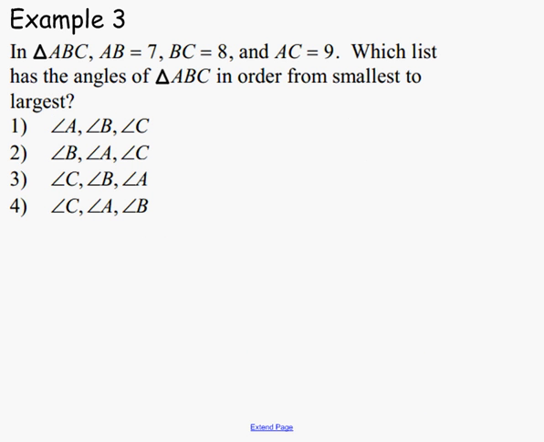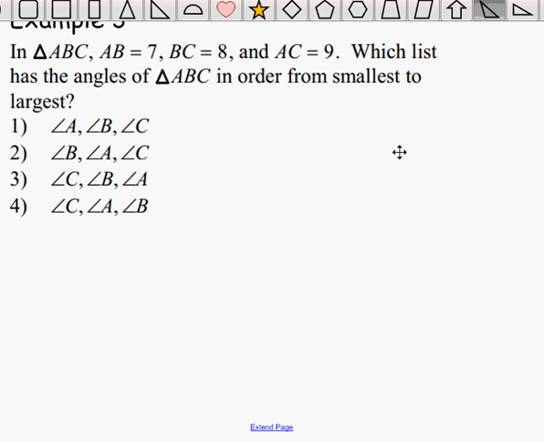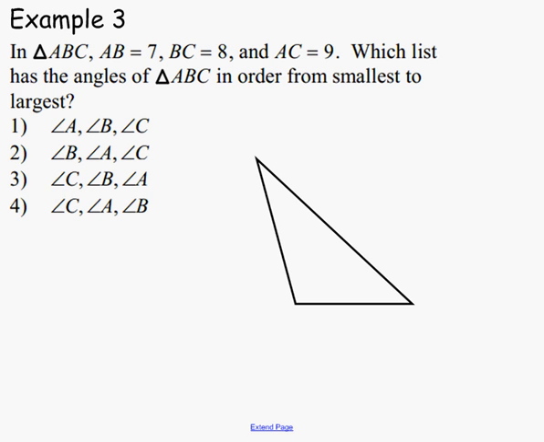Okay, for our last example, it says in triangle ABC, AB is equal to 7, BC is equal to 8, and AC is equal to 9. Which list has the angles of triangle ABC in order from smallest to largest? So again, I'm going to go ahead and sketch a triangle. And I'm going to try to draw this one to scale. So I'm going to make this AC, and this will be B. So it says side AC is 9.